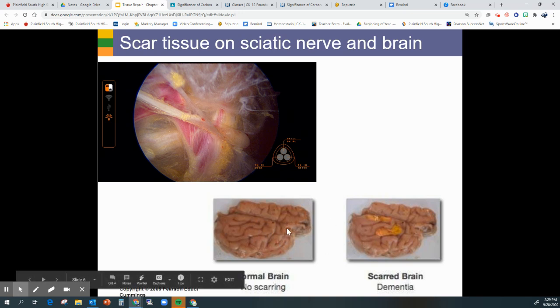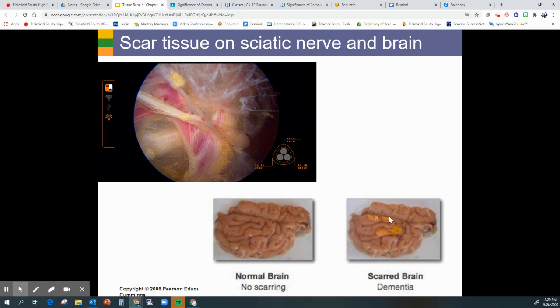We have a normal brain on this side, scarred brain on the other side, right? Dementia is where you lose a lot of those connections within the brain and parts of the brain start to die off. Those parts that die off or are starved without blood will start to fill in with this kind of yellowish tissue, which is simply just scar tissue.